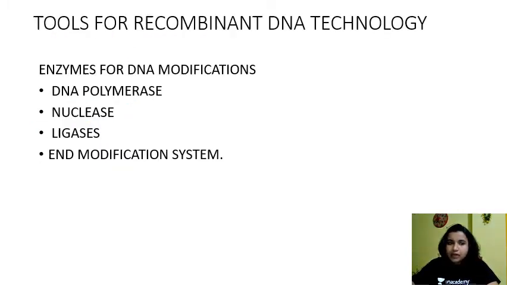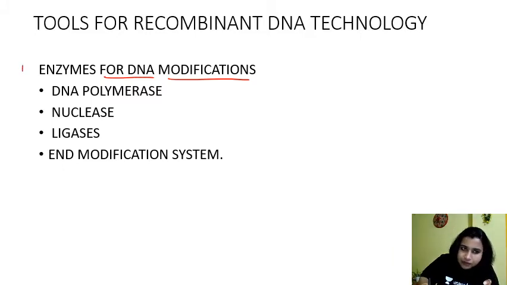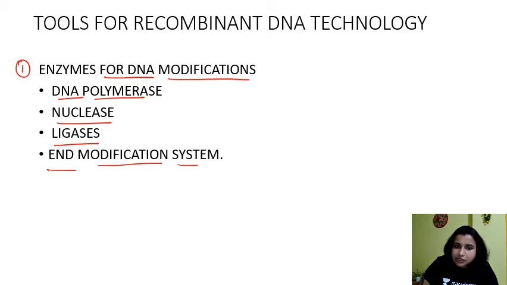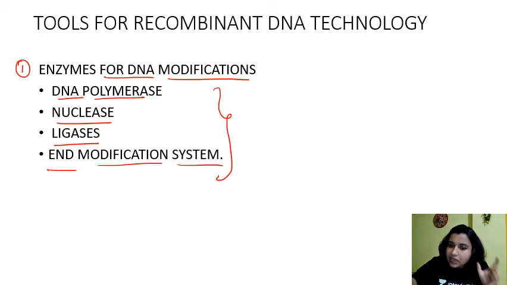Okay. Now let's move to the tools for DNA technology. If we check the tools for recombinant DNA technology, the first is the enzymes for DNA modification. So what are the enzymes? DNA polymerase, nucleases, ligases, and end modification systems. These are the enzymes used for recombinant DNA technology. We will discuss each of these.